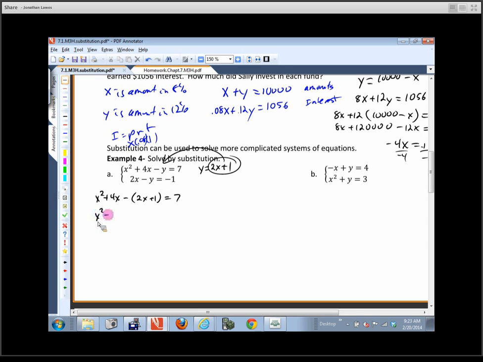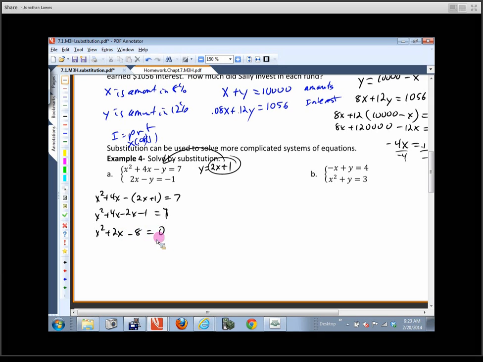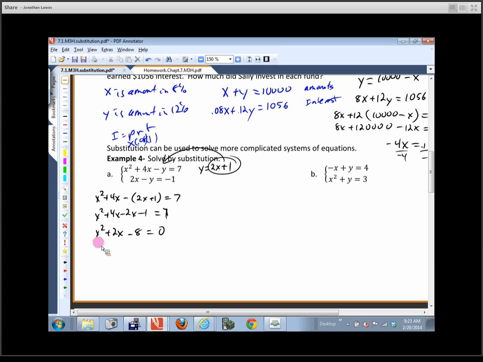This is x squared plus 4x minus 2x minus 1. Make sure you get those right. This is x squared plus 2x. If I move this to the other side, that's going to be minus 8 equals 0. What's the technical name for this? Starts with a Q. This is a quadratic equation. We have to solve a quadratic equation.